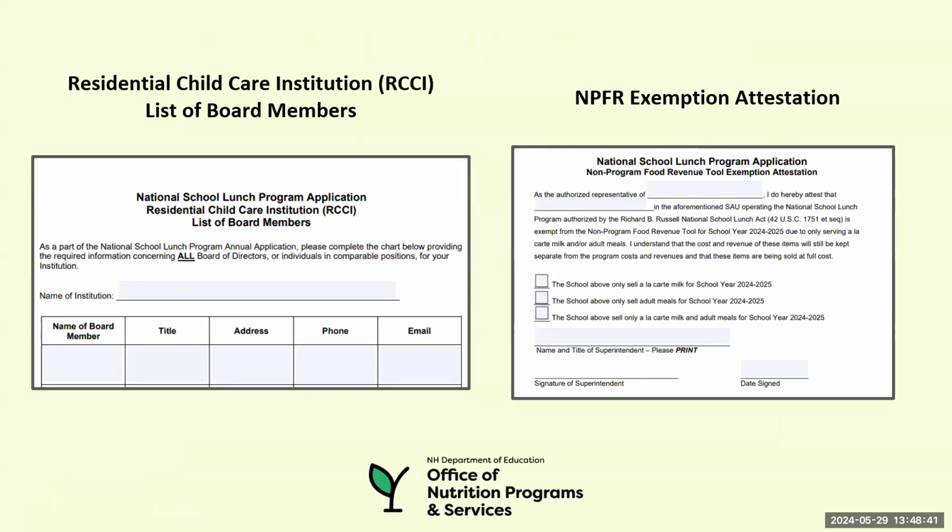If you are an RCCI, the list of board members must be uploaded with the application. And as previously mentioned, if your SFA is attesting to only selling a la carte milks and adult meals, the non-program food revenue exemption attestation must be uploaded to the application, replacing the need to upload the non-program food revenue tool.